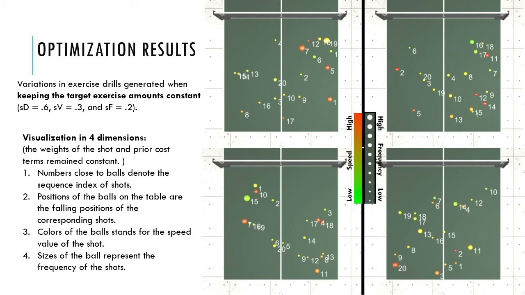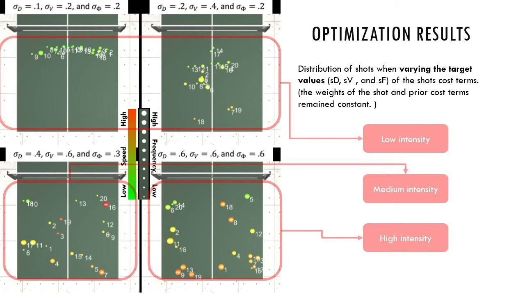We can clearly see here every exercise drill with the same target values does have variations, which can ensure each training drill is not just a repetition of the others. Here we have some other optimization results showing the distribution of shots when varying the target values of the shot cost terms. The visualization dimensions are the same as the previous one, and the weights of the shot and prior cost terms also remain constant.